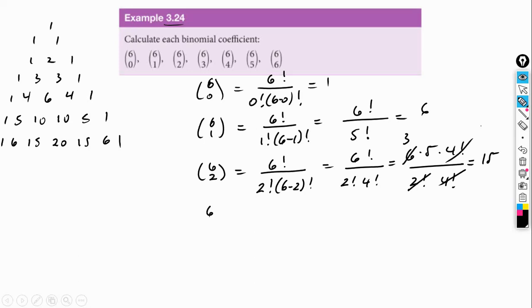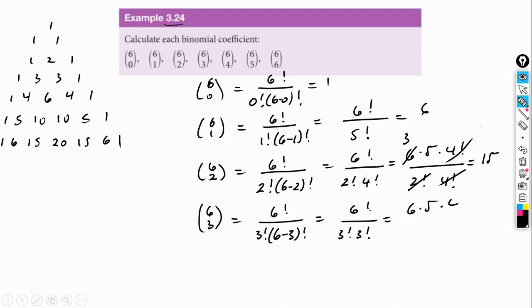Okay, now let's do 6 and 3. And this is going to be 6 factorial over 3 factorial times 6 minus 3 factorial, or 6 factorial over 3 factorial times 3 factorial. And then this would be 6 times 5 times 4 times 3 factorial over 3 factorial times 3 factorial. This would cancel out. Remember that 3 factorial is 6, right? 3 times 2 times 1. So this and this can cancel out. And we will be left here with 20.